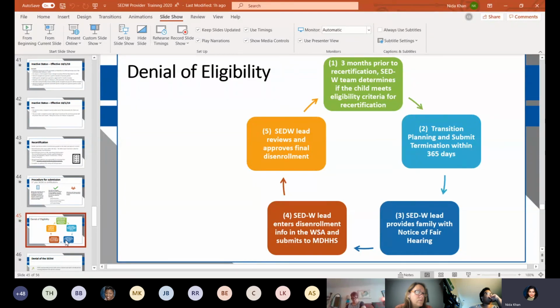But at our end, if let's say a family is denied and they are okay with that decision, then what we do is we basically go ahead and disenroll the family in the WSA, which means once the family is closed out in WSA, their Medicaid will end, technically speaking, and their waiver ends as well. So at that point, it is really important that the home-based therapist and wraparound facilitators are working with the family and making sure that there's adequate transition planning.